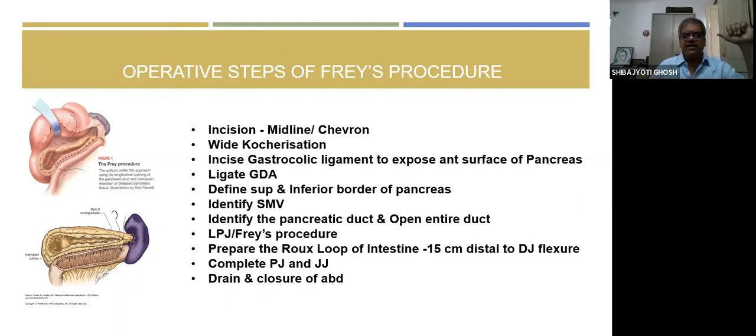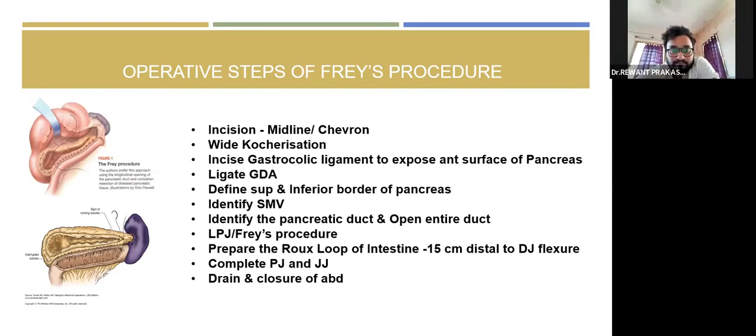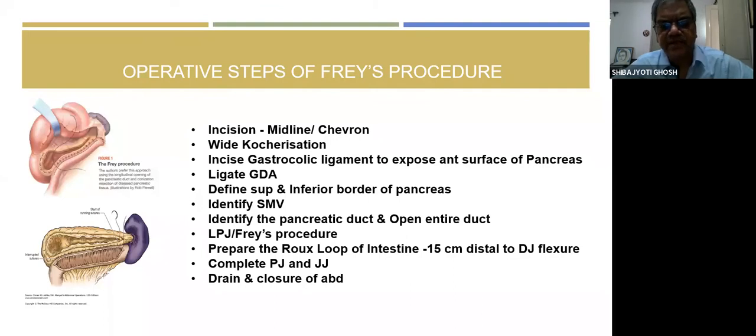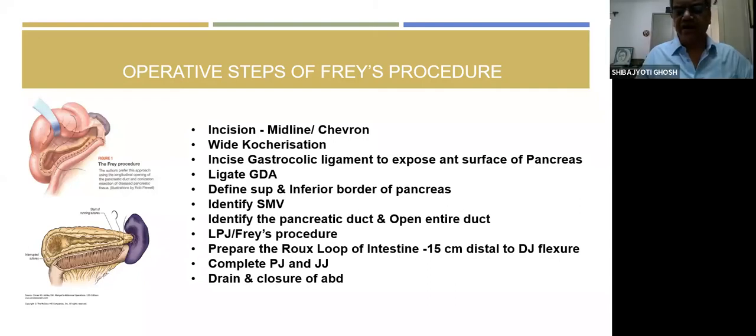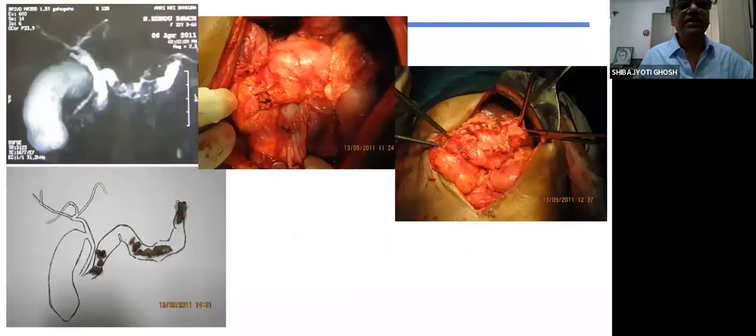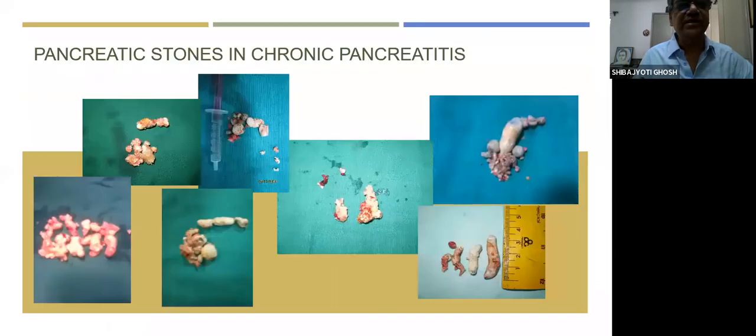Identify the pancreatic duct and open the entire duct. Then either LPG or fresh procedures can be done as per the indications. The loop is prepared. Complete the pancreaticojejunostomy, jejunostomy, and drain and close the abdomen. So these are the steps we have already discussed.